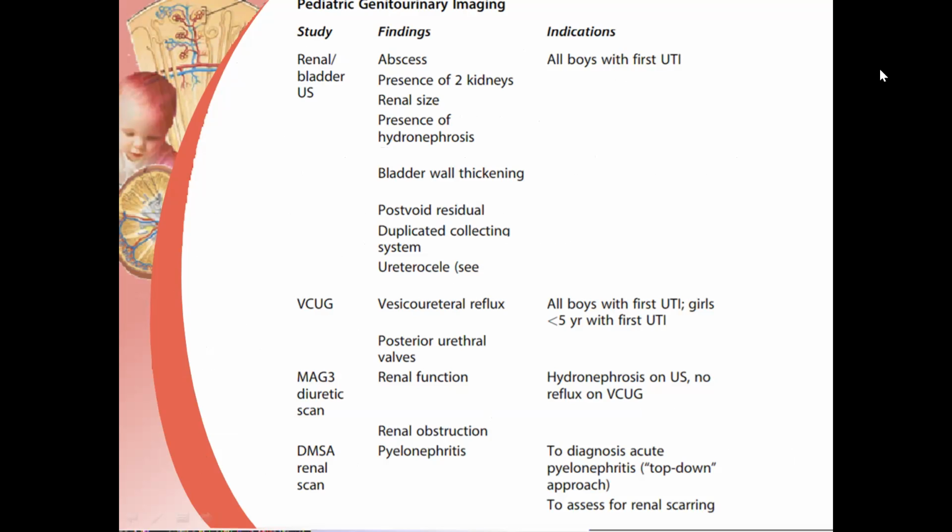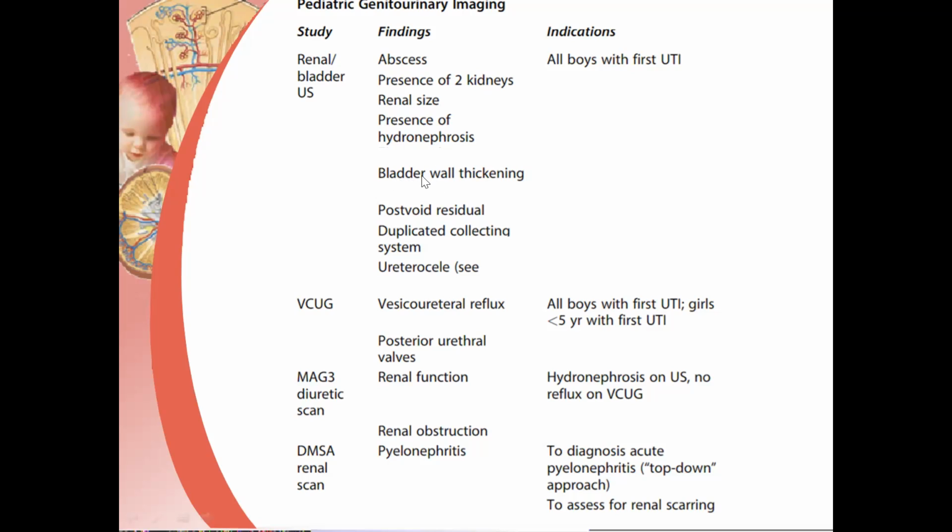Now, this is another slide which shows the role of various imaging. Ultrasound, in all boys with the first urinary tract infection, gives an idea about the presence of an abscess, and the presence of 2 kidneys. Why is this important? In children with renal agenesis or ectopic kidneys, there is a high chance of vesicoureteric reflux. Then it gives the size of the kidneys. If one kidney is smaller, there is a high chance of vesicoureteric reflux. Presence of hydronephrosis, again, is evidence of vesicoureteric reflux.